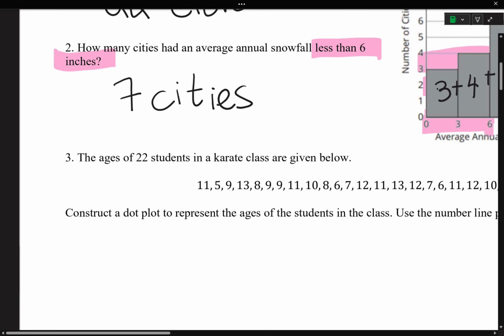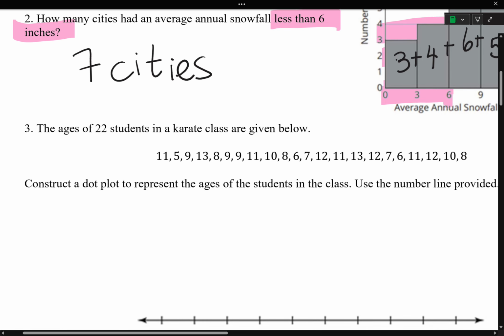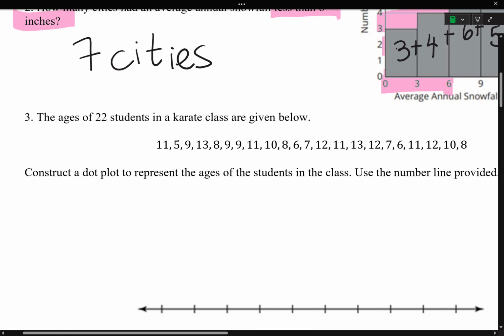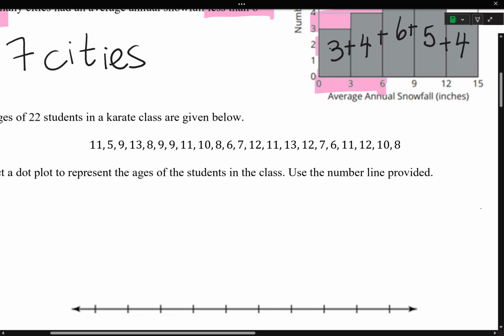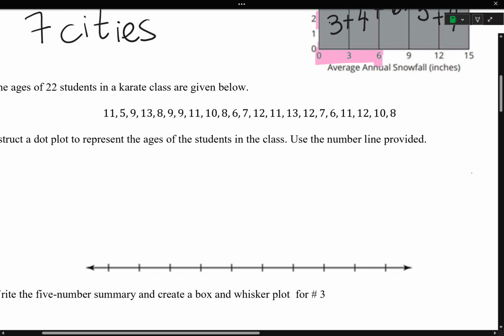Number 3. The ages of 22 students in a karate class are given below. Construct a dot plot to represent the ages of the students in the class. Use the number line provided. All right. The smallest number I see on this list is 5, so I'm going to start with that. You have to number the whole number line.